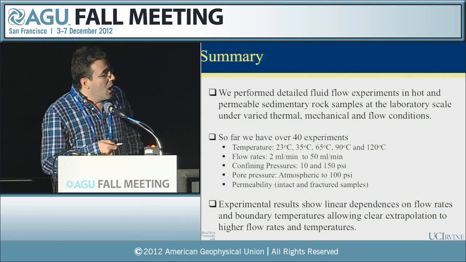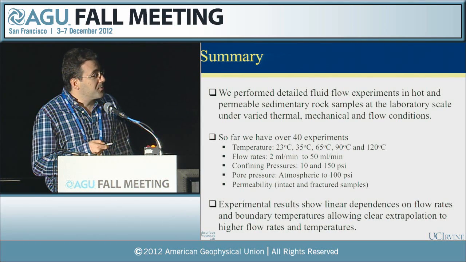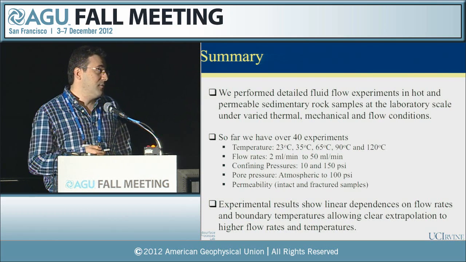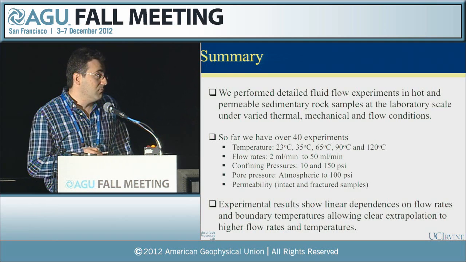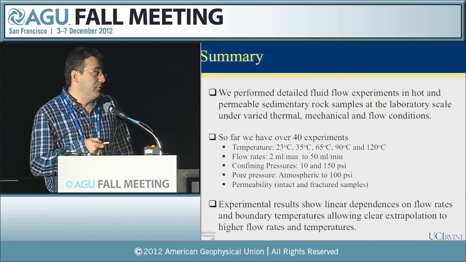So as a summary, we have performed detailed fluid flow experiments in hot and permeable sedimentary rocks at the lab scale under varied thermal, mechanical, and flow conditions. For instance, here I list a few. Temperatures, we've gone from room temperature up to 120 degrees, flow rate over this range from 2 to 50, confining pressure as well, over an order of magnitude, pore pressure as well. And as I showed you today, we looked at intact and fractured samples.